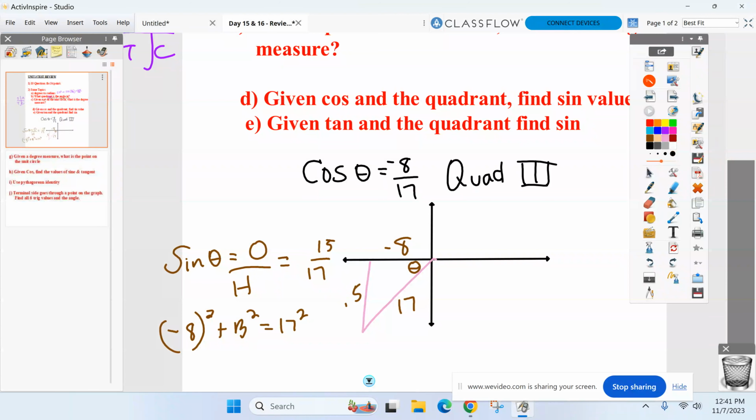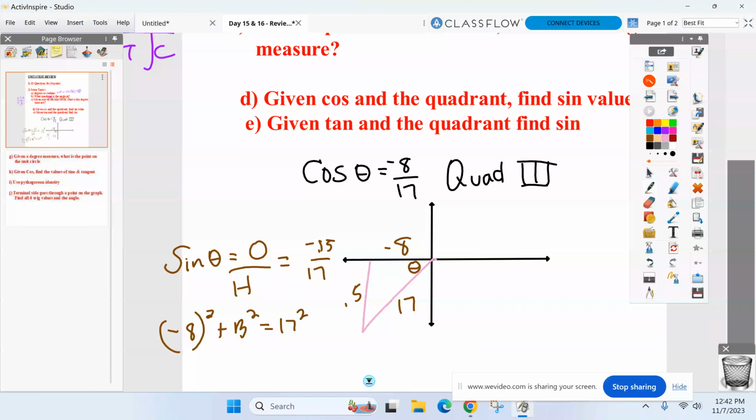You're in quadrant 3. Yeah, I'm in quadrant 3, and what's the only thing positive in quadrant 3? Tangent, not sine. So that means I forgot my negative sign. My answer should be negative. And then I'm going to do the same thing, given tangent in the quadrant, find sine. Same thing now, but just with tangent and sine.